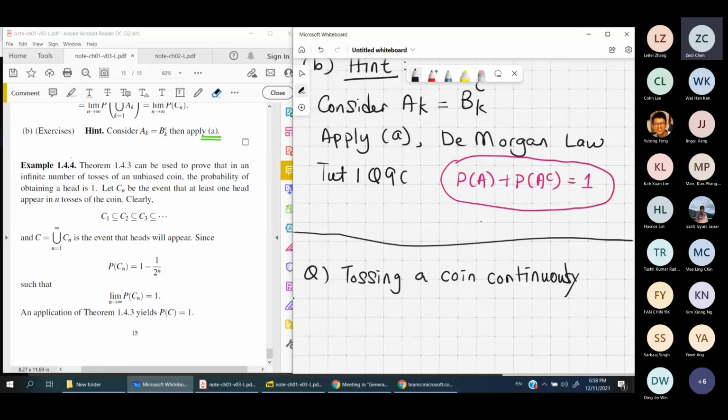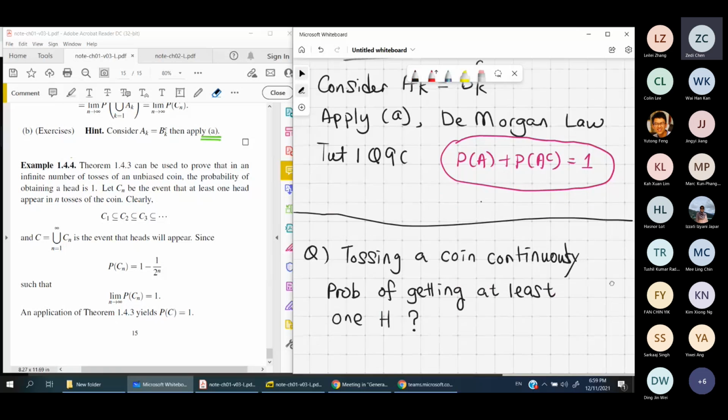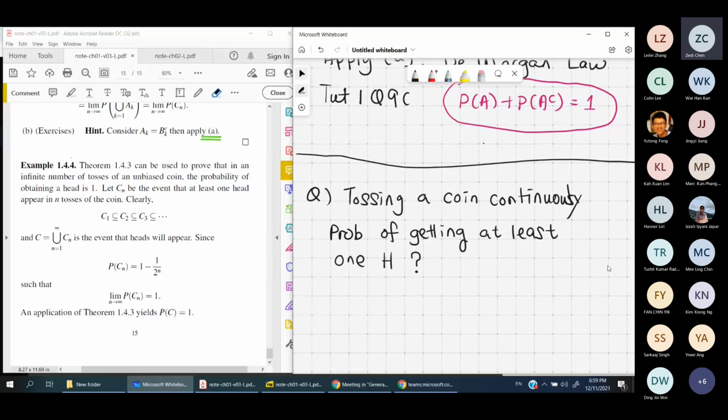Okay, you keep on tossing a coin continuously. So then I ask you a question: what is the probability of getting at least one hit? So this is the question.